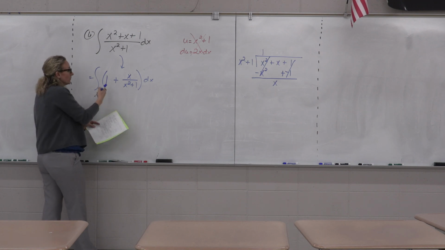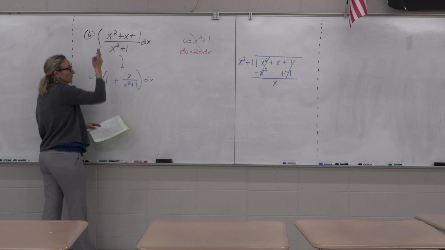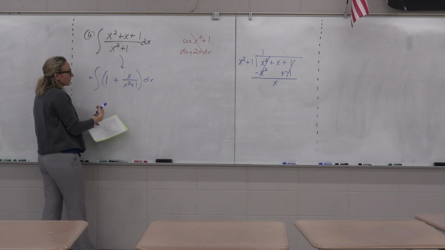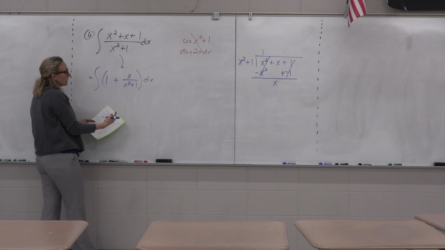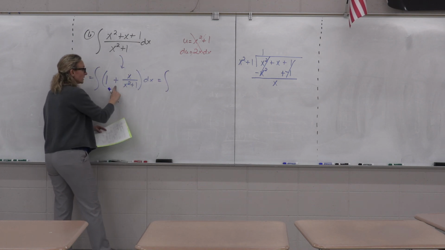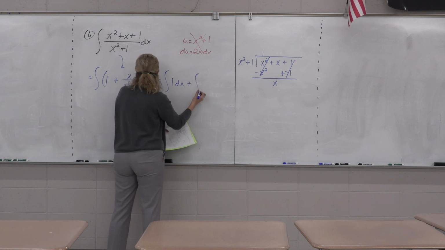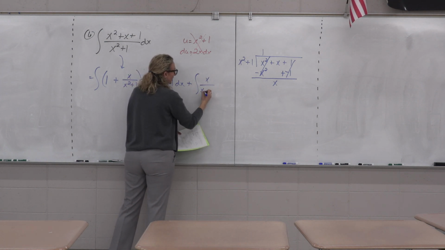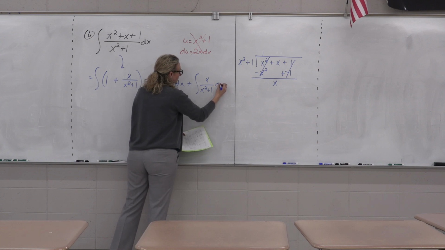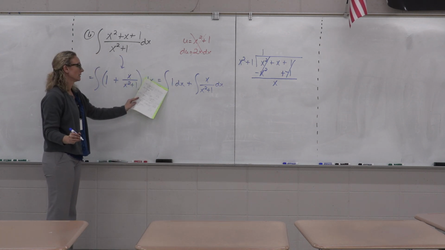Now, here's why. Because if you make a common denominator of x squared plus 1 over x squared plus 1, guess what? Boom, you get that back. So it's kind of like we just simplified the common denominator piece. Okay, I'm going to divide this up into 2 integrals because I can, because of the plus sign. So you have 1 dx plus the integral of x divided by x squared plus 1 dx. Okay, that's going to be a piece of cake, just x.